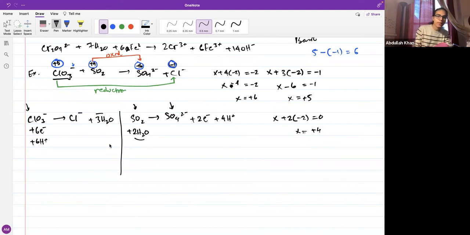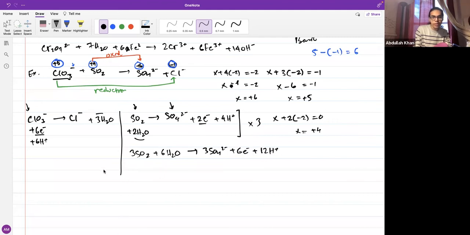Great, everything is balanced. Let's make the electrons equal. Let's take this side multiplied by 3, because this has 6 electrons, this has 2. And so that gives you 3 SO2 plus 6 H2O gives 3 SO4 2 minus, plus 6 electrons, plus 12 H plus. Recombine. ClO3 minus, plus 6 electrons, plus 6 H plus.